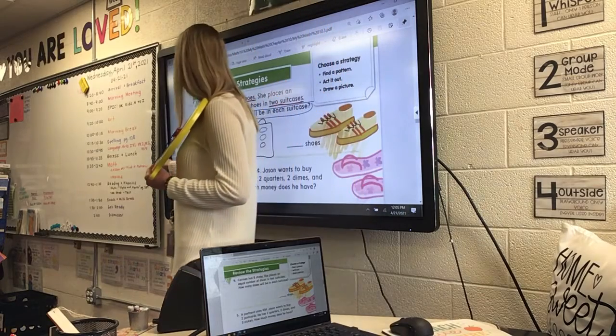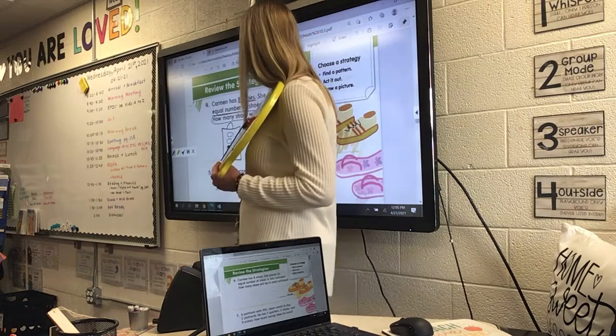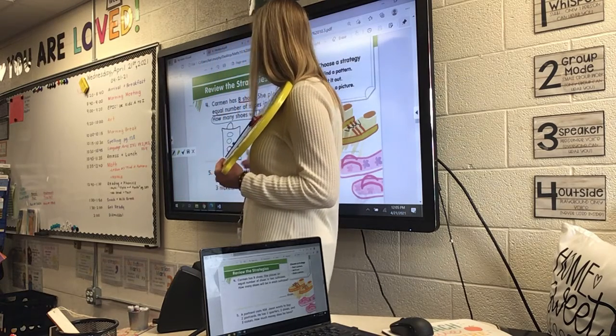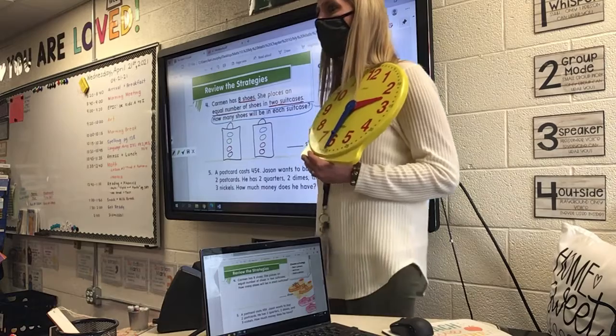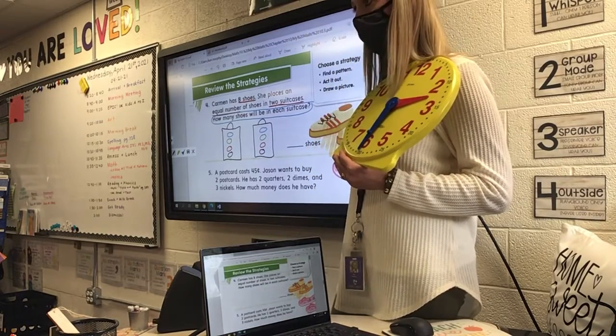I'm not quite to 8 yet. I'm almost there. I'm going to draw another shoe in here. 7. Oh, and the last shoe goes in there. 8. Can we pair them up? Are they equal? Yes, they're equal.